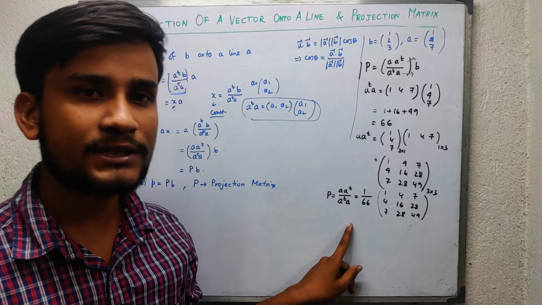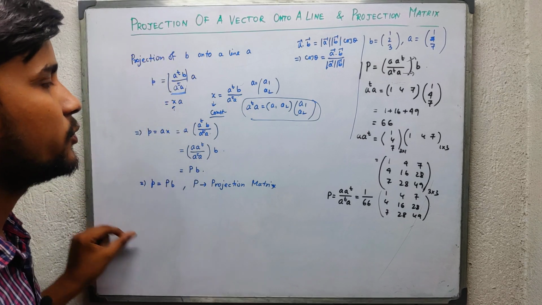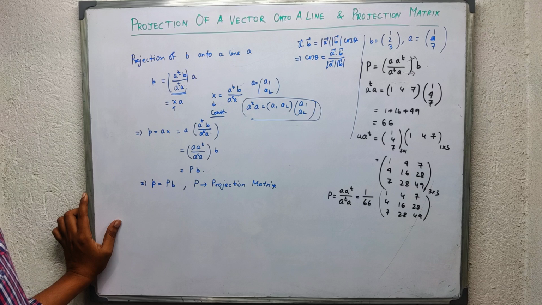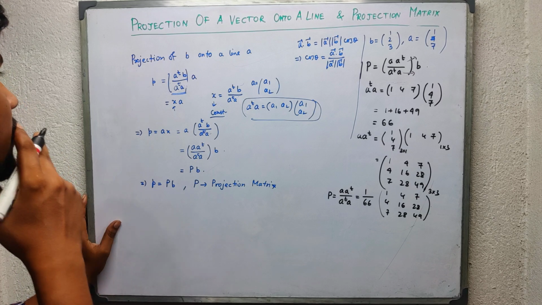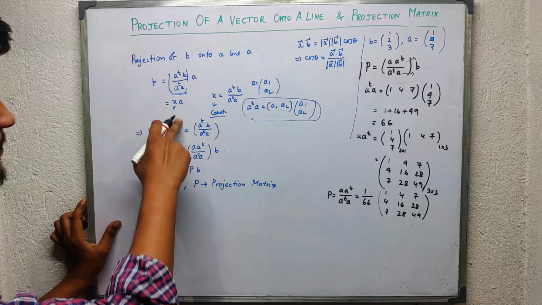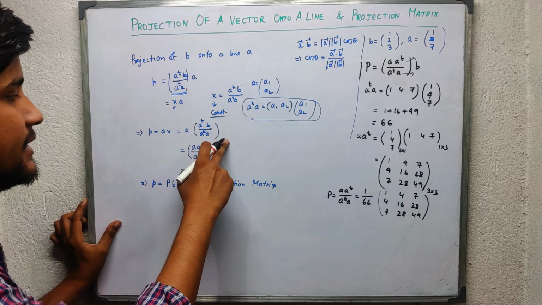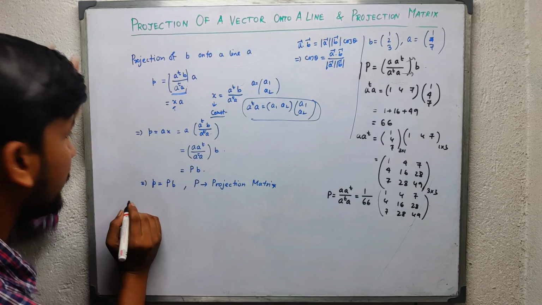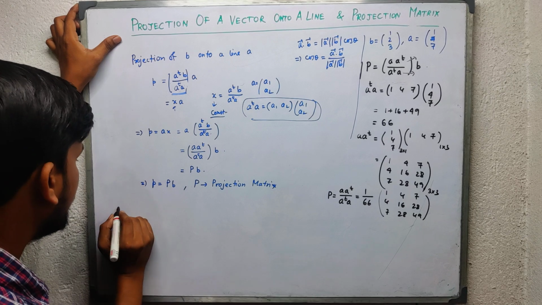Now what is the projection of B on A? So projection of B on A means what? Projection of B means A. This is equal to, we can write from this vector, P equal to AX. So A transpose B means what? Now projection, we can find projection matrix, we find that.